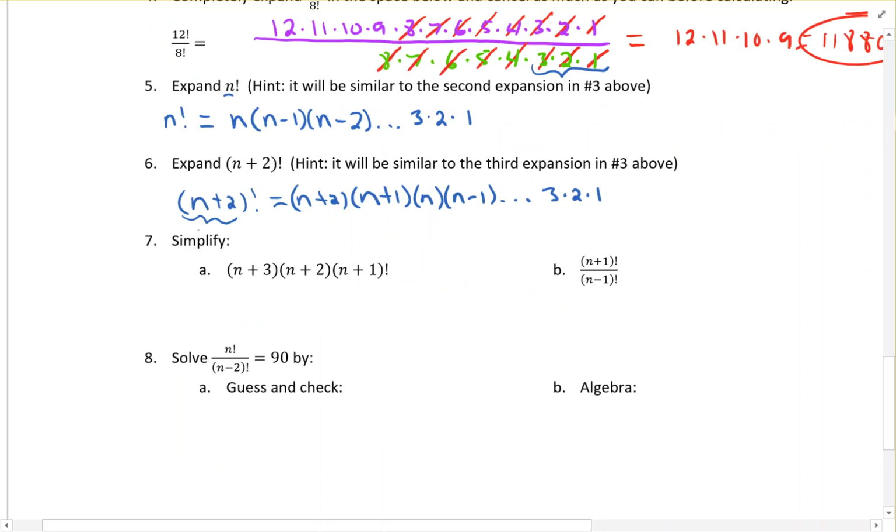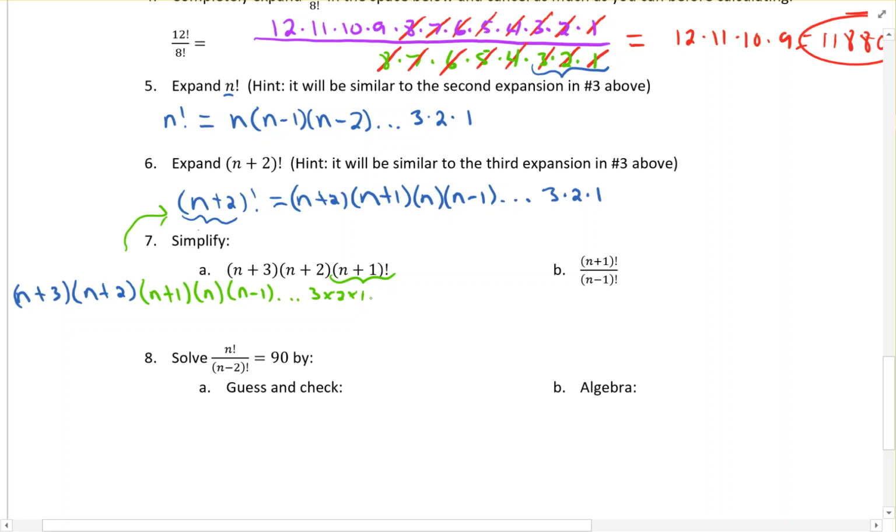All right, so number 7 says simplify this. So let's write out, I'm just going to write this out over here so we have a lot of room. So we've got n plus 3 times n plus 2. And I'll write this in a different color because we'll take the factorial of n plus 1 now. So that's going to be n plus 1. We're just really doing exactly what we had up here, right? So n plus 1, and then the next one would be n. The one after that would be n minus 1. And then dot, dot, dot, 3 times 2 times 1.